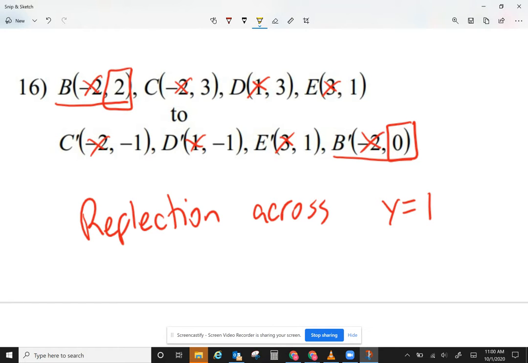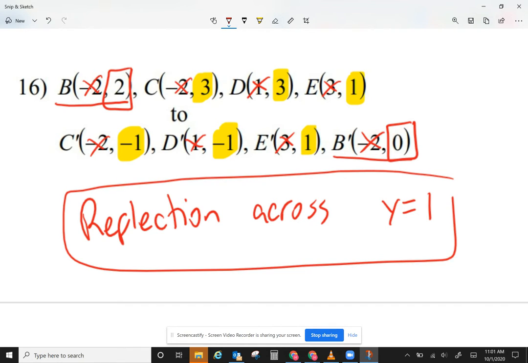I quickly take a look. Between 3 and negative 1, yeah, the number right in between it is 1. Yep, the one right in between is 1. The number between 1 and 1, yeah, it is 1. So it worked all the way across. So I know it is for sure reflection across y equals 1.